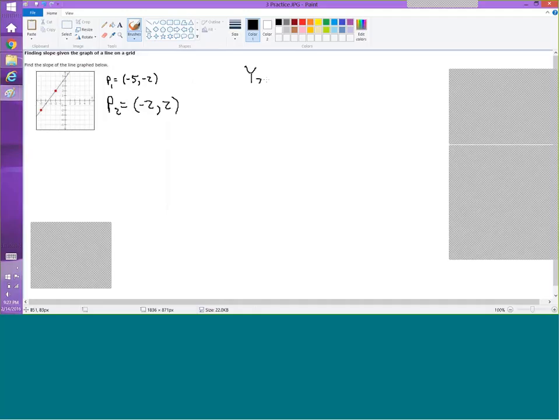And again, we're going to use the equation y2 minus y1 over x2 minus x1. So my y2 is going to be 2, my y1 is going to be -2. And then my x2 is also a -2, minus my x1, which is going to be a -5.